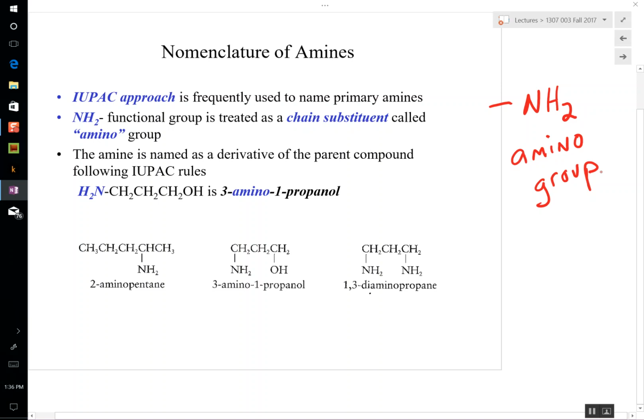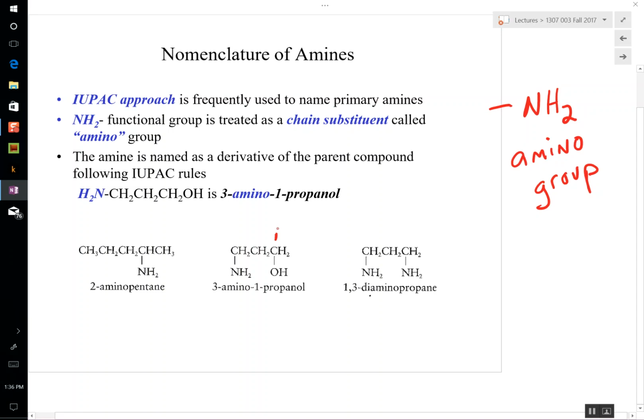All right, here's one where precedence is given to the alcohol. So the parent name is propanol. Since the parent name is propanol, that makes this carbon number 1. All right, we're going to number the carbons based on the functionality that we've rolled into the parent name. 1, 2, 3. So it's 3-amino-1-propanol. There's 1,3-diaminopropane.